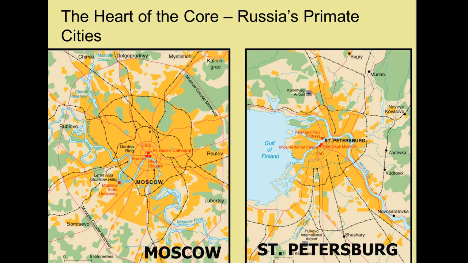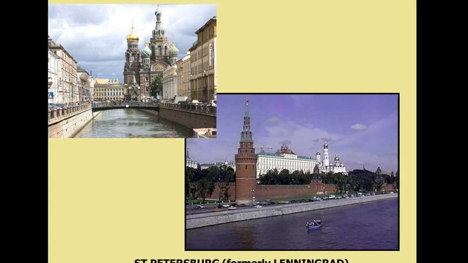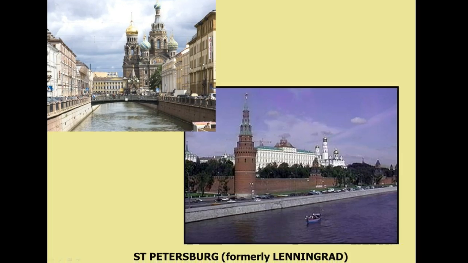Okay, a few primate cities. I mentioned Moscow and St. Petersburg. Moscow, of course, is the seat of the Russian government as well. Okay, St. Petersburg is said to be a beautiful city with a port on the Baltic Sea, which is a very important characteristic, in that it provides trade and access to a warm water port, which is something that Russia is sorely lacking in.